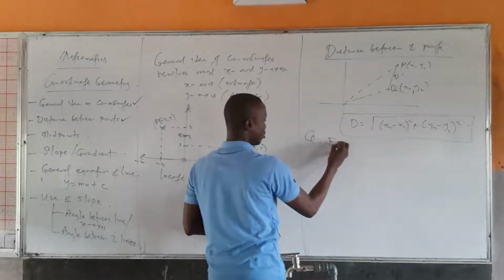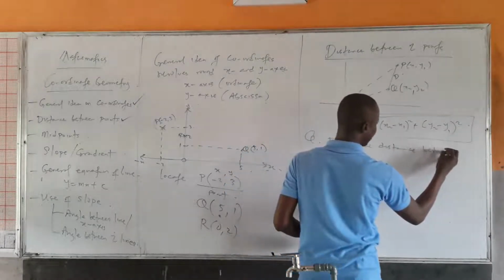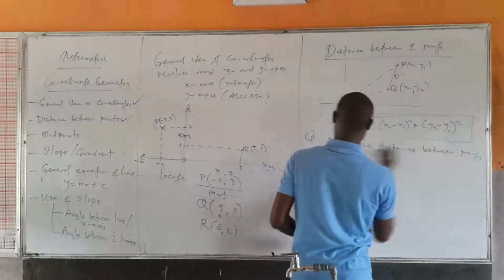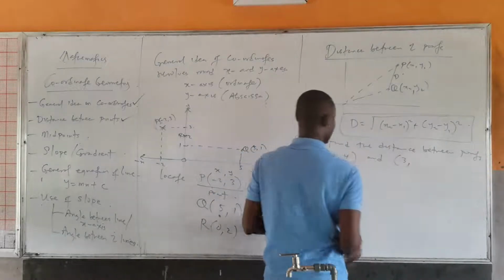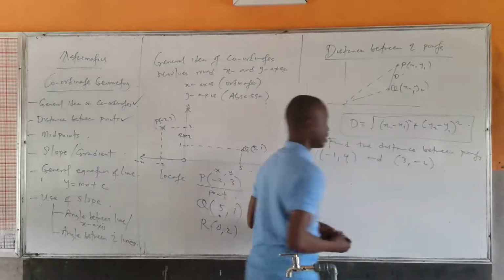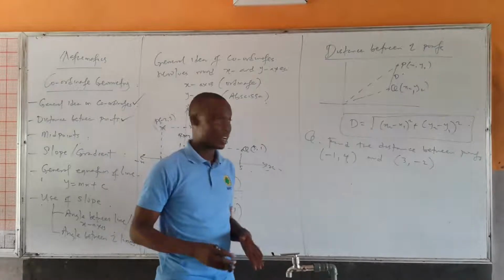Look at this question. Find the distance between the points minus 1, 4 and 3, minus 2. Now find the distance between these 2 points. You can take any of the points as your x1 and y1.